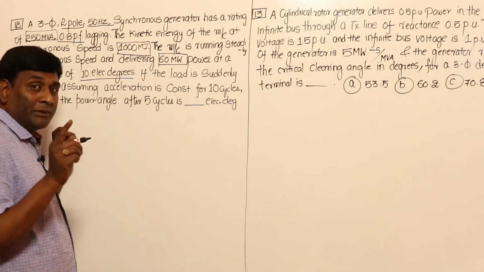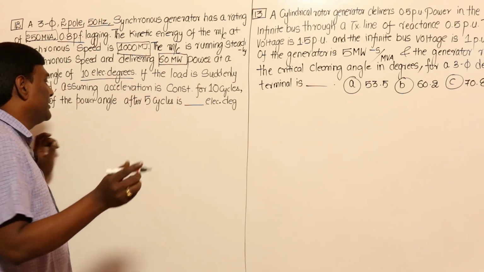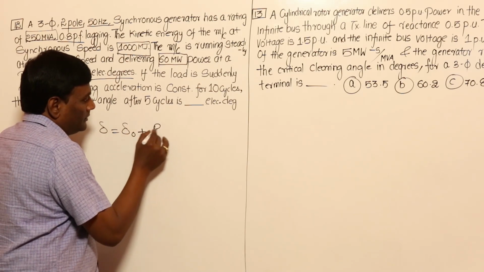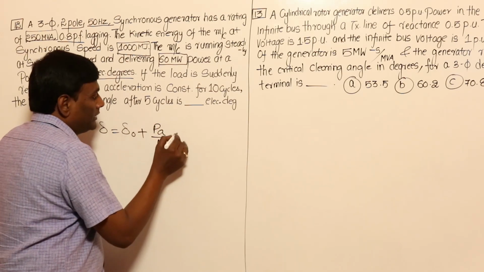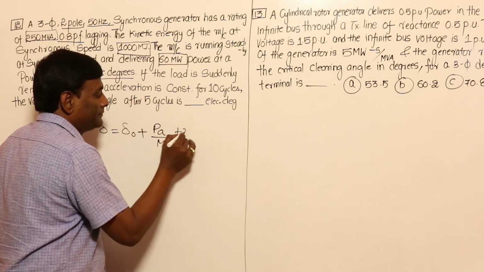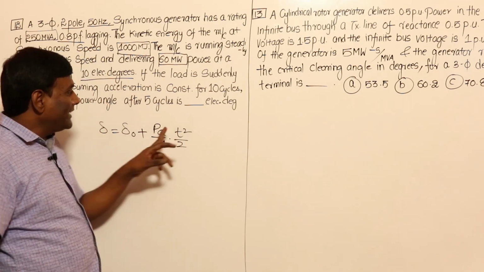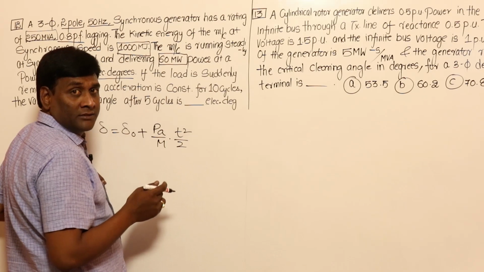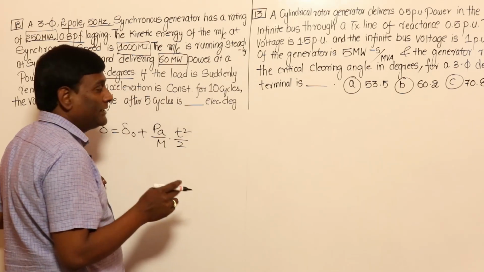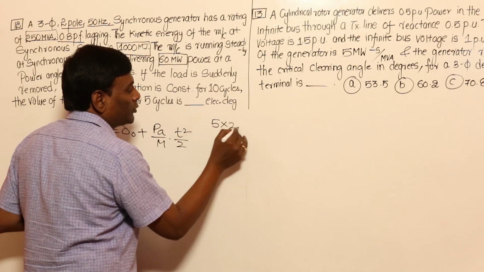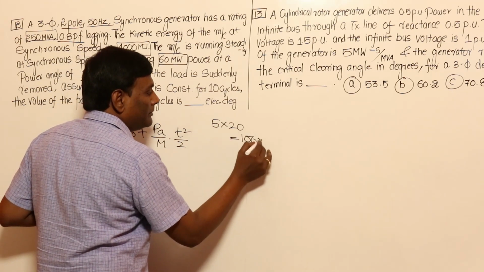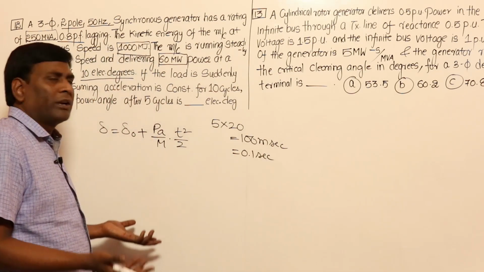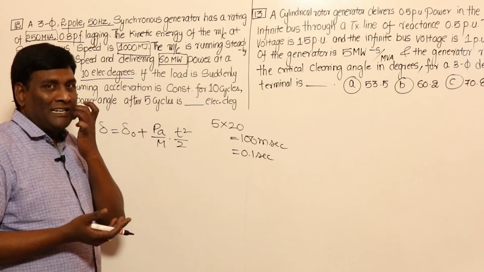Okay, we have the equation previously. I told you clearly you have to remember this equation: delta equals delta naught plus PA by M into T square by 2. So what is T? They have given 5 cycles. 5 cycles in 50 Hz means 20 milliseconds per cycle. So for 5 cycles, 5 into 20 milliseconds is 100 milliseconds, or 0.1 seconds, because 50 Hz means 20 milliseconds per cycle.